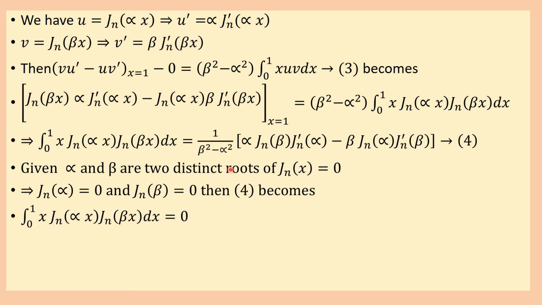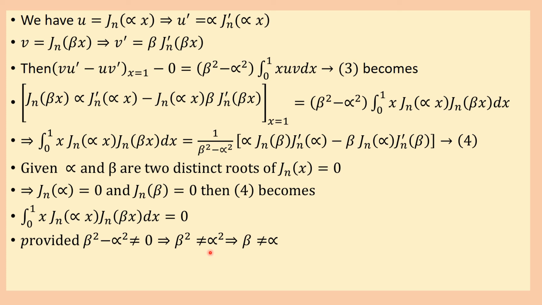So we get integral 0 to 1 x Jn of alpha x into Jn of beta x dx equal to, right side fully 0, because here we have Jn of beta and here we have Jn of alpha, both 0. So 0 into anything is 0. So equal to 0, provided beta square minus alpha square should not equal 0. That means beta square not equal to alpha square.